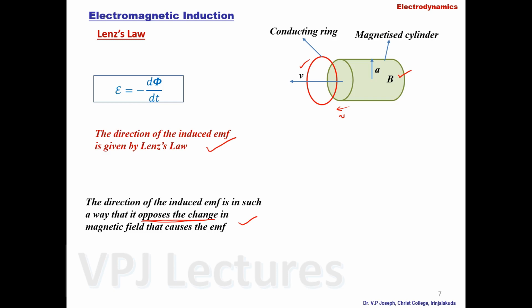So we can see that the magnetic flux associated with the ring is increasing. If there is sufficient distance between the magnetized cylinder and the conducting ring, the flux associated with the conducting ring is minimum or even zero. As it moves towards the ring, the flux associated with the ring increases. Depending upon the speed, the d phi by dt of the flux linkage changes, and that produces an EMF in the circuit. That can be graphically represented like this.